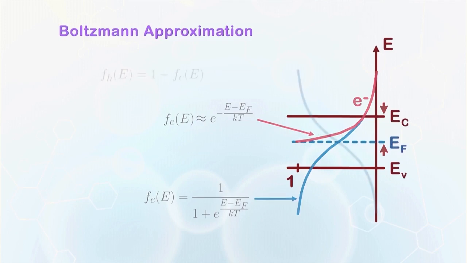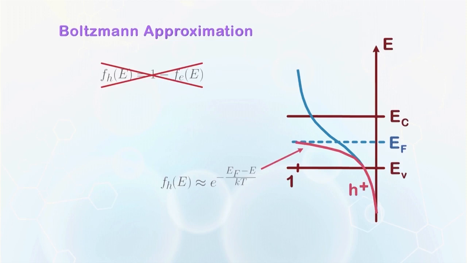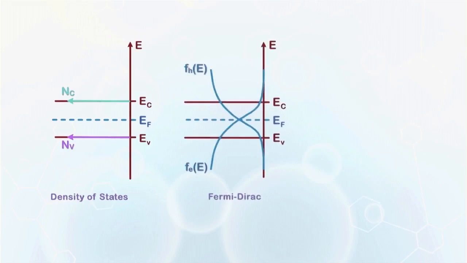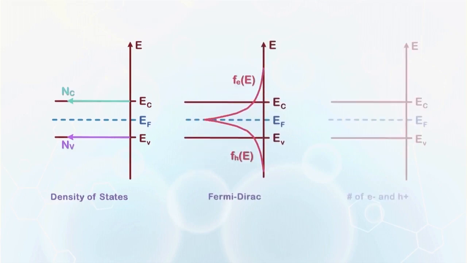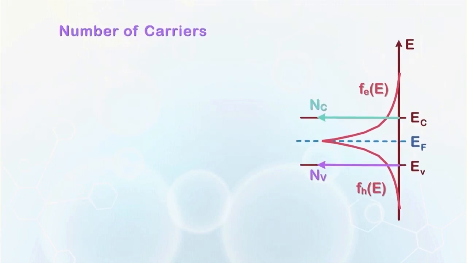After the Boltzmann approximation, the relationship of the Fermi-Dirac function of holes being equal to 1 minus the Fermi-Dirac function of electrons is no longer valid. A separate expression of the Boltzmann approximation for holes, as shown here, is required. After simplifying the density of states and the Fermi-Dirac distribution functions, we have all the tools to calculate the number of carriers in both the conduction band and the valence band.